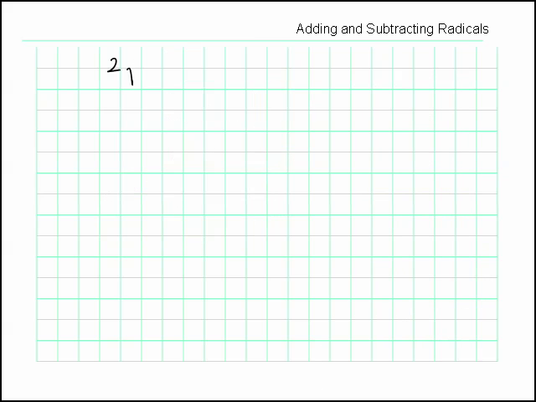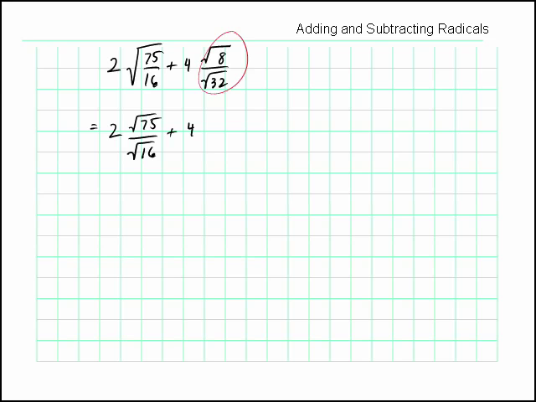2 square root 75 over 16 plus 4 times square root 8 over square root 32. Okay. I'm going to use my quotient rule again. This is 2 times the square root of 75 over the square root of 16 plus 4 times. Now in this one I'm going to use the quotient rule backwards because I know that I can reduce the 8 and 32. This is the square root of 8 over 32.